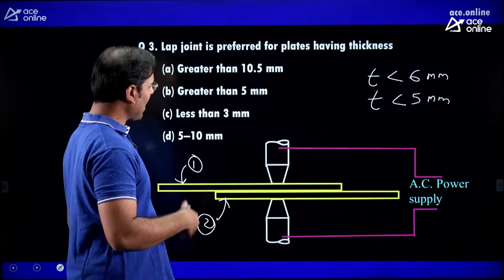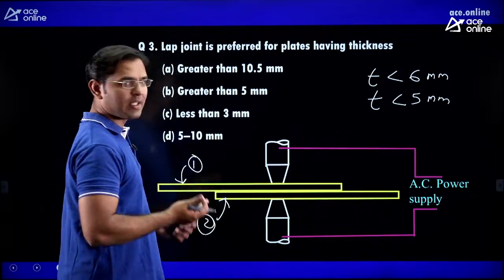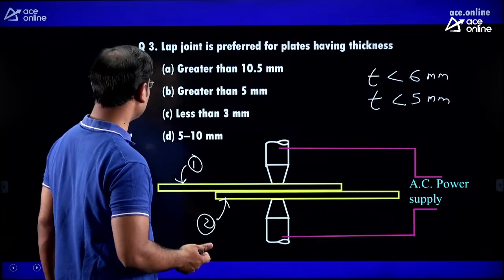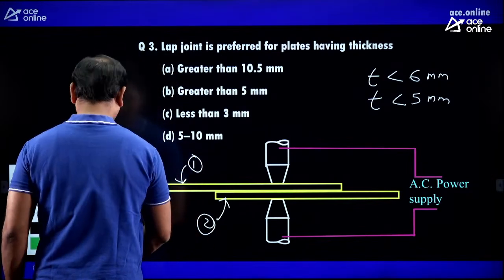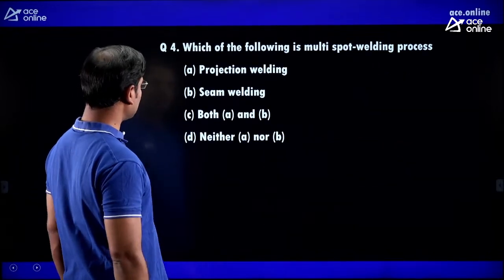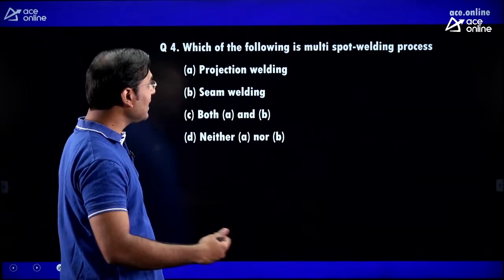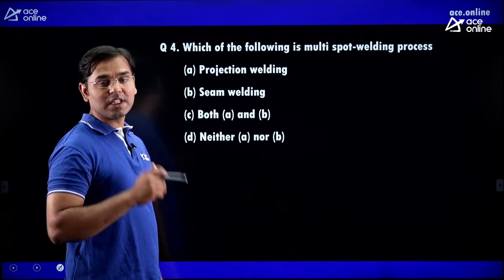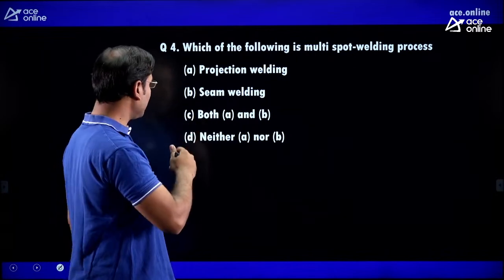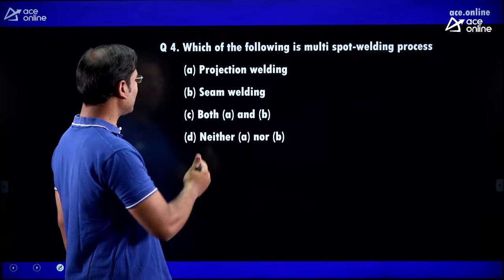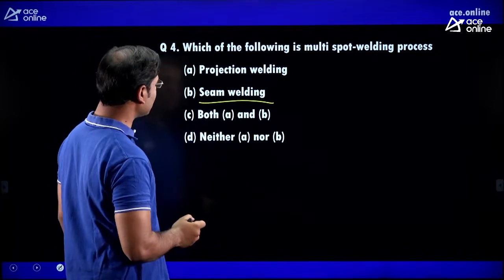Now see here the lap joint, where the thickness of plate is lesser than 6 millimeter or 5 millimeter that we are using. Hence the correct option is option C, less than 3 millimeter. Now see question number 4. Which of the following is a multi-spot welding process? The projection welding, the spot welding. Here the spot welding is not written, but the seam welding is written. Resistance seam welding.